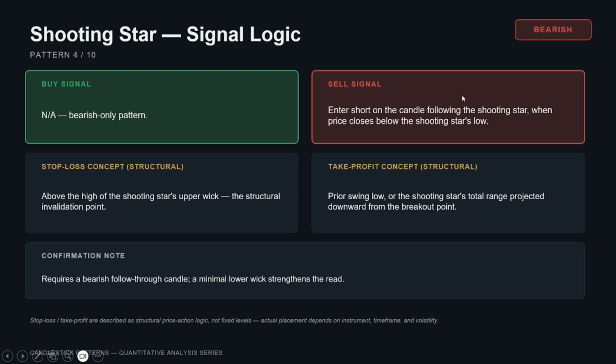Stop loss concept: above the high of the shooting star's upper wick, the structural invalidation point. Take profit concept: prior swing low, or the shooting star's total range projected downward.